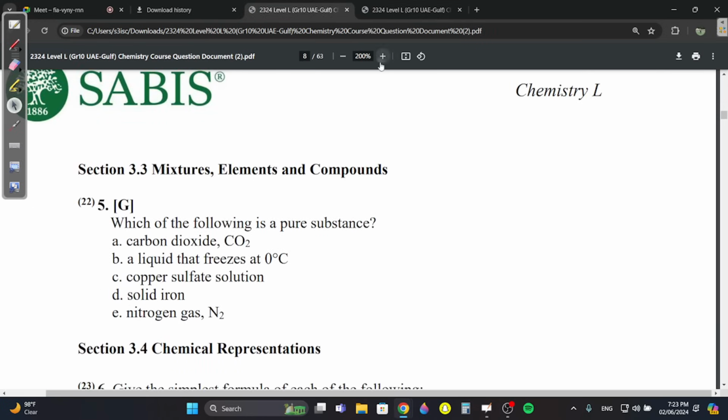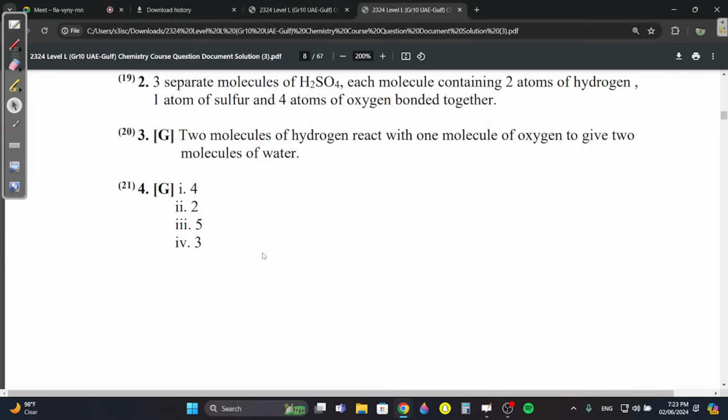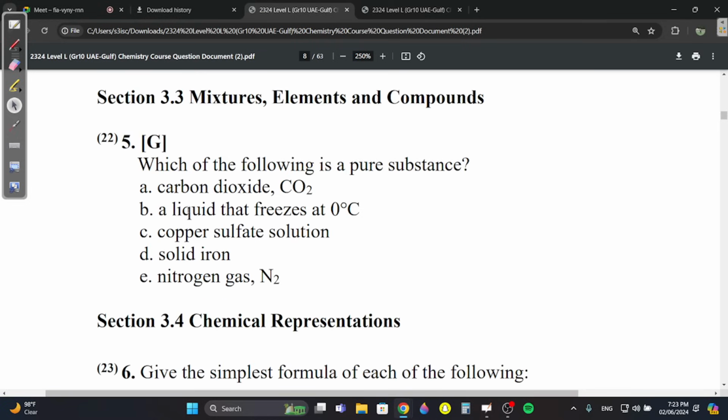Question 5. Which of the following is a pure substance? Carbon dioxide, CO2. Yes, it's a pure substance. A liquid that freezes at 0 degrees Celsius. I think that's also yes. So A, B, D, E. Copper sulfate solution. No. Solid iron, D. Yeah. Nitrogen gas, N2. What I remember, the definition of a pure substance is a compound or an element. Let me double check. Yes, a pure substance is either a compound or an element.